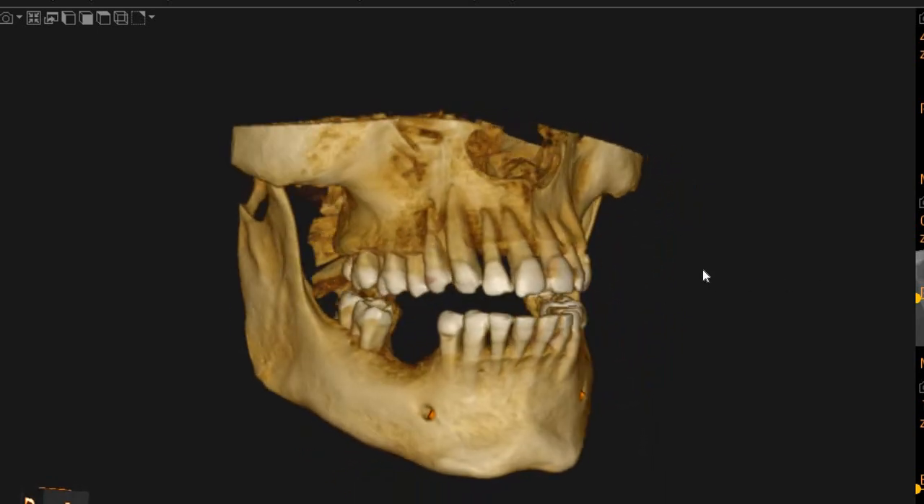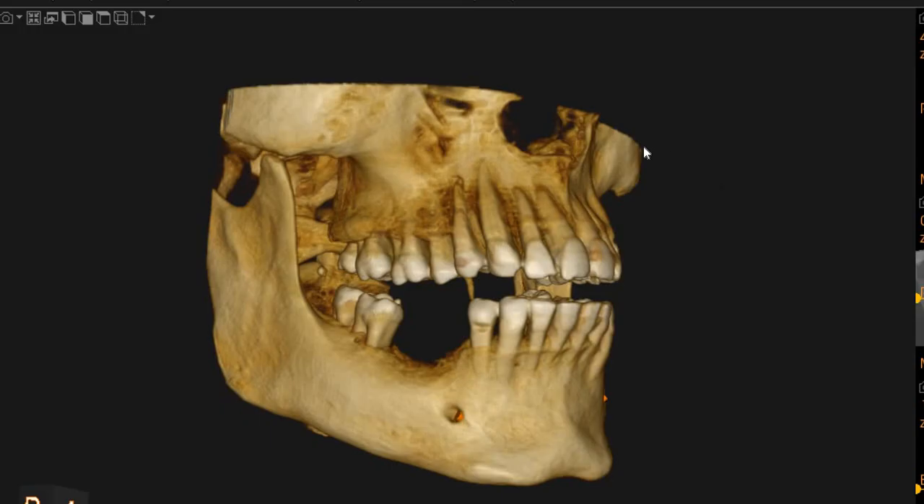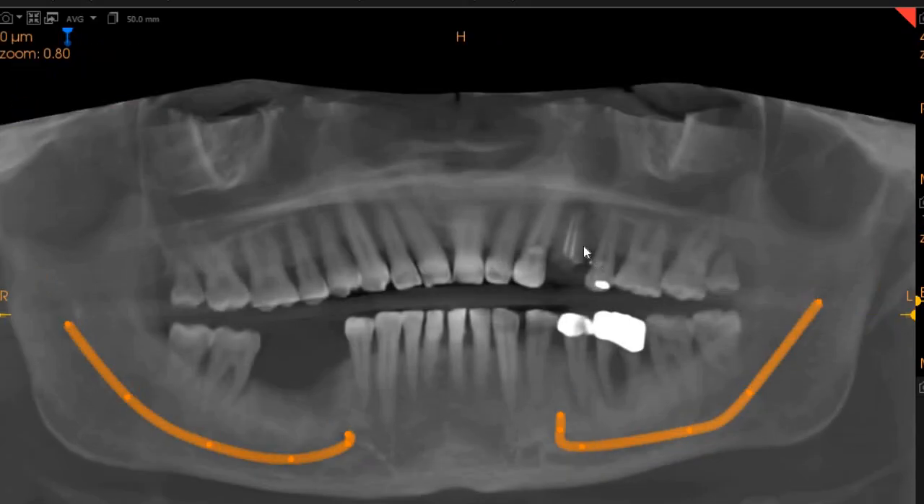So this is the CBCT of the patient that you have requested. The area of interest is the upper left 4, the upper right 3, the lower left 6, and the lower right 5, 6 region. The information needed is for dental implants.